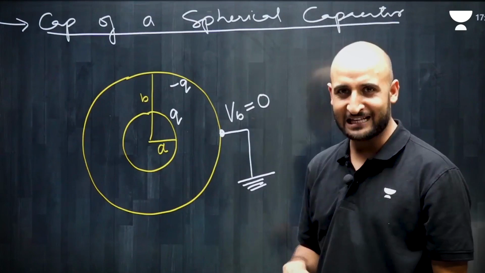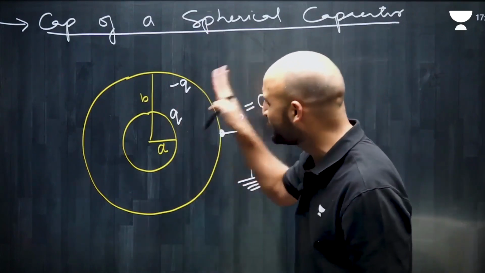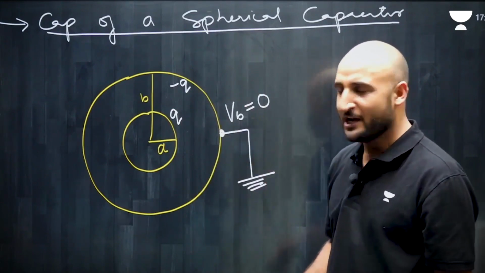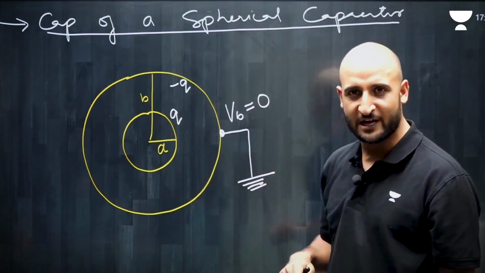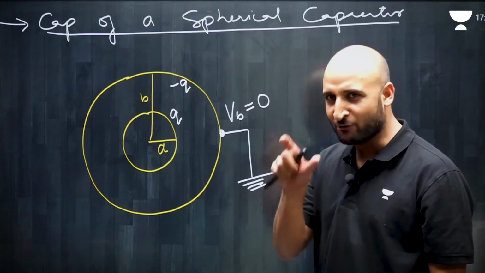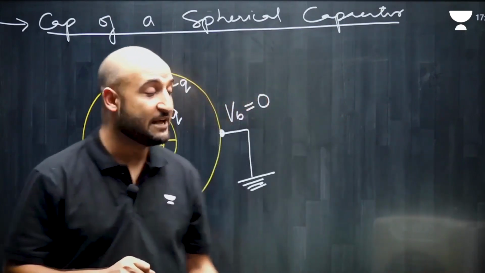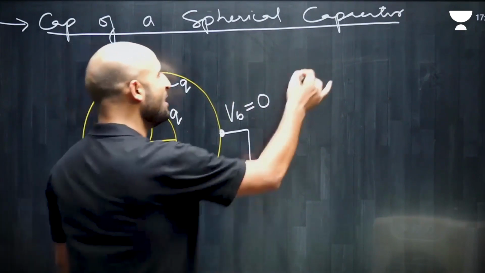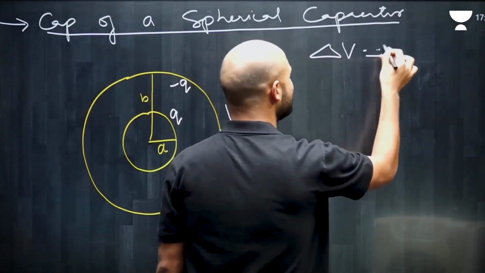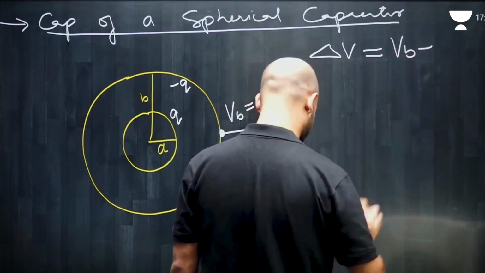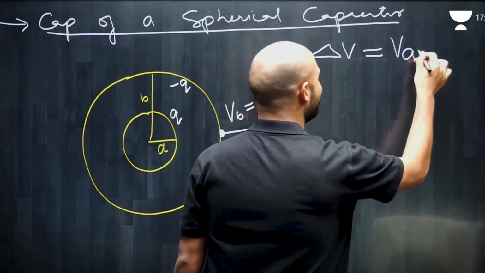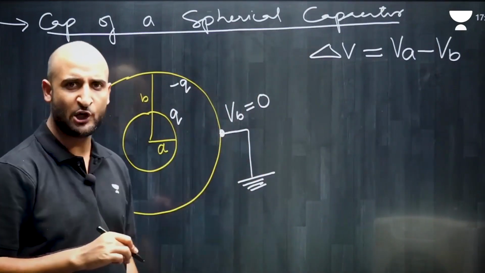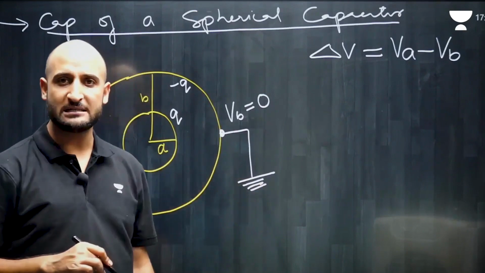So the point now is that I give charge Q to this spherical capacitor. I earthed this outer sphere. The potential of the outer sphere becomes zero. Right? Now the job is to find the potential difference between these two spherical shells. I want to know delta V. And that will obviously be equal to VA minus VB. Now I don't need to calculate VB, because VB is already zero, since I have earthed the outer spherical shell.